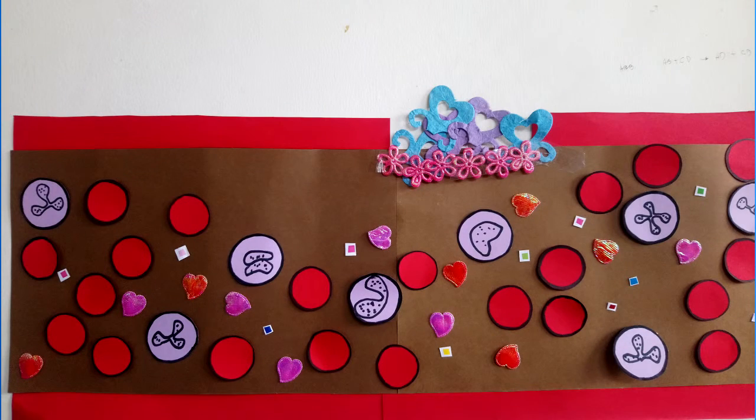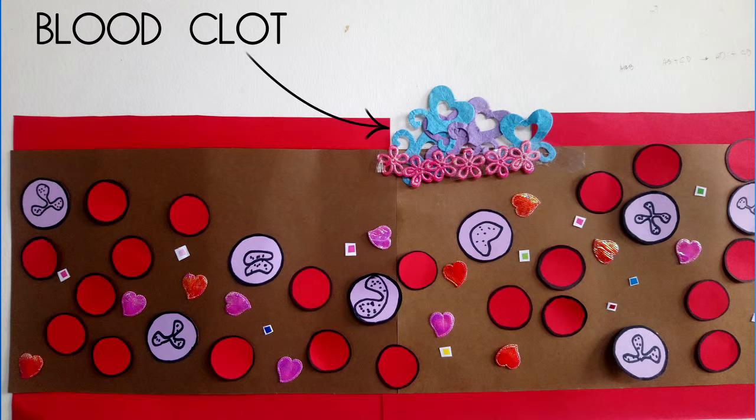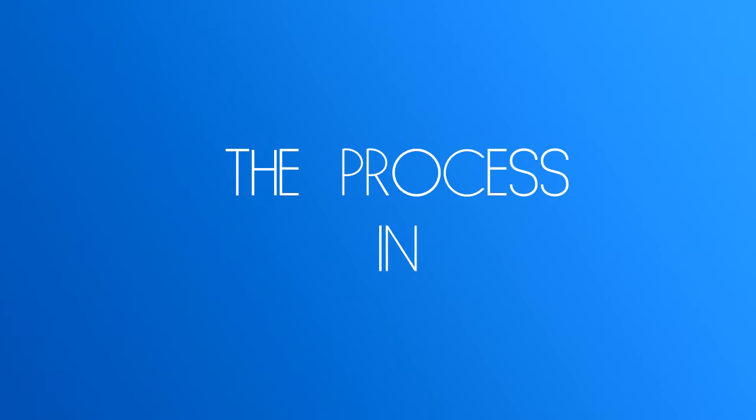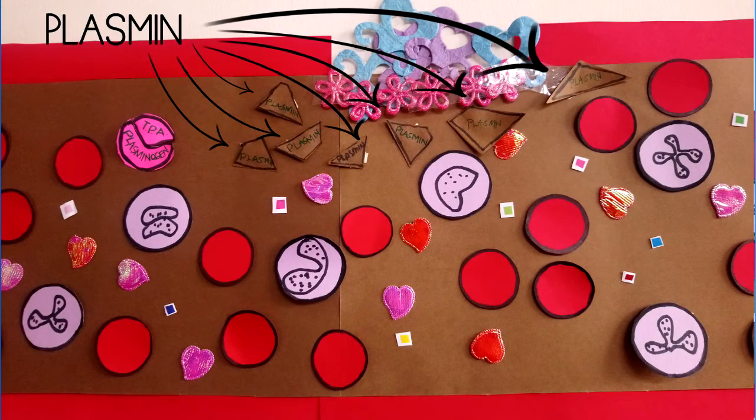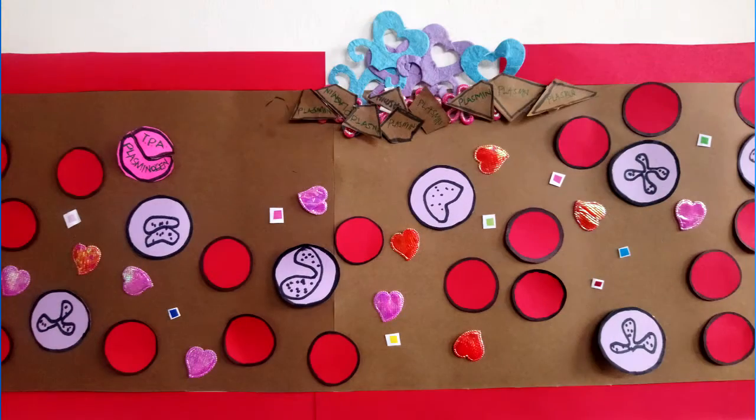When a blood clot has served its function and the tissue underneath has been repaired, the clot needs to be removed. Fibrinolysis is the process in which fibrin is destroyed by an enzyme called plasmin. Plasmin will lyse the fibrin threads into smaller pieces, which are removed from the body by macrophages and eosinophils.